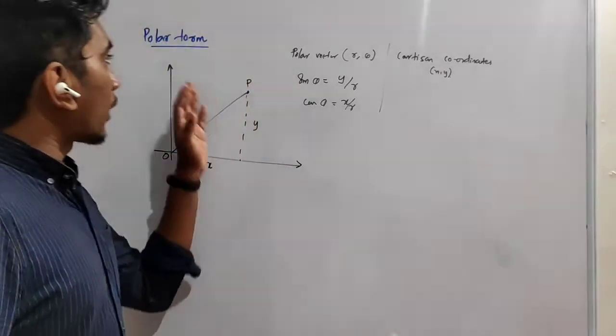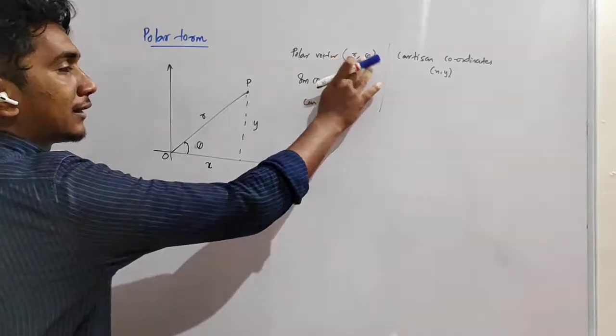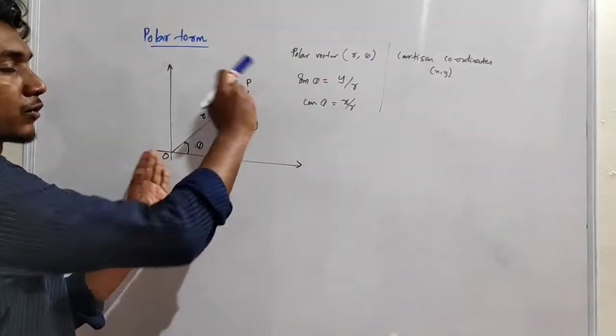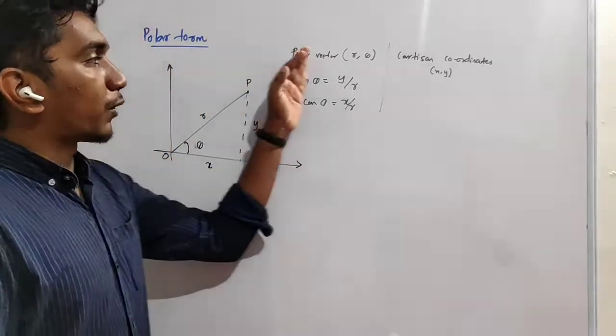Okay, so next is polar form. In the polar form, we represent it with r and theta. What is the meaning of r? R is the length of the vector and theta is the angle with the x-axis. Okay, that is what polar form is.